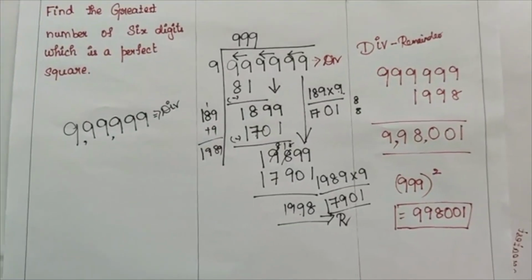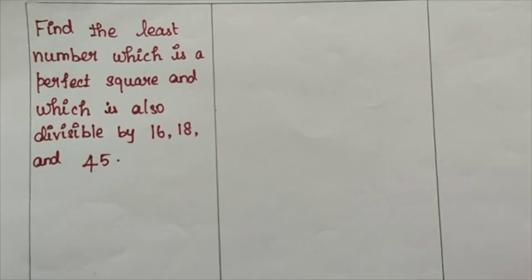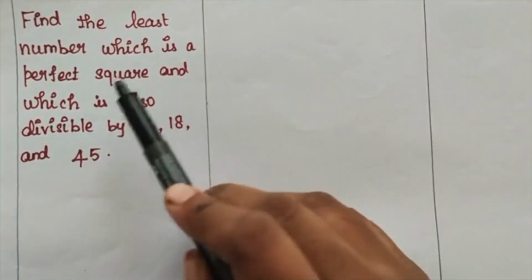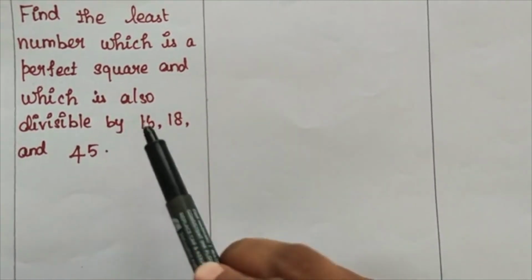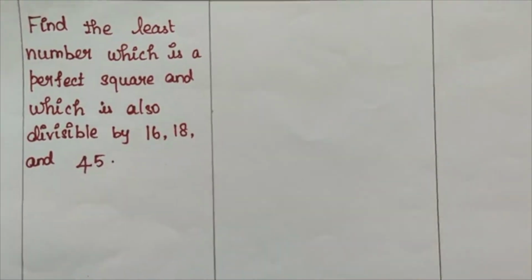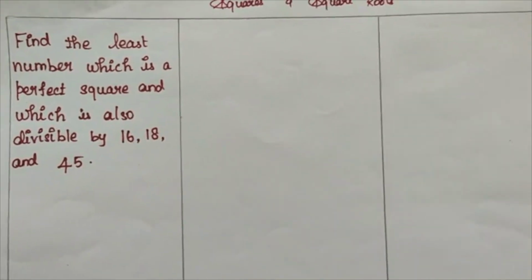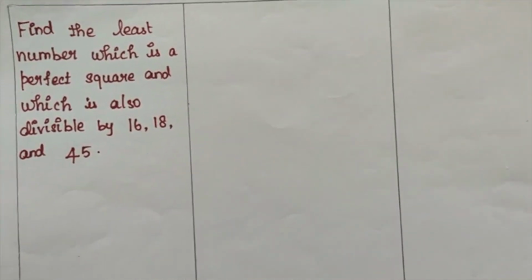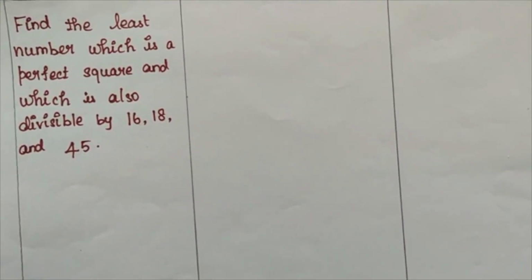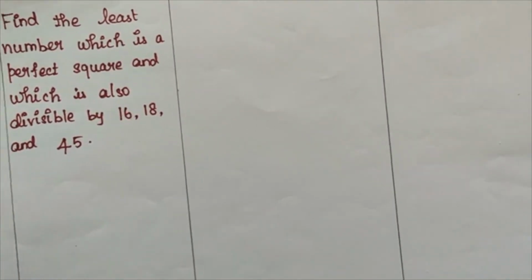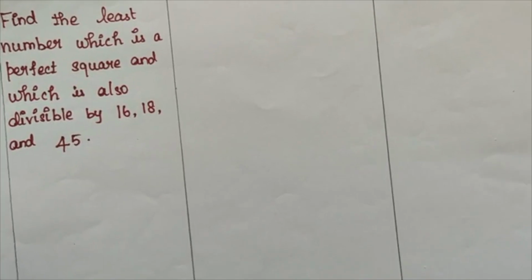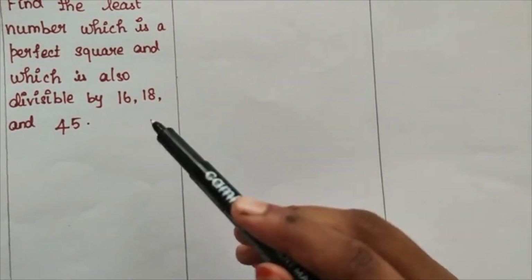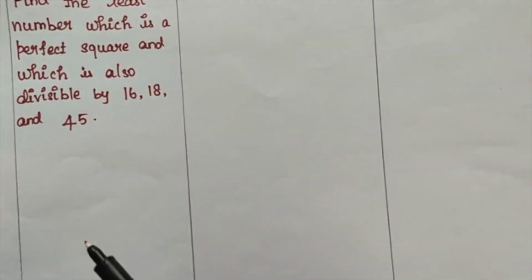Let's go to the next question. Find the least number which is a perfect square and which is also divisible by 16, 18 and 45. So we need to find a number which is divisible by 16, 18 and 45, and that number must also be a perfect square. In order to satisfy these two things, we need to find the LCM of these numbers and find the multiple of that LCM.